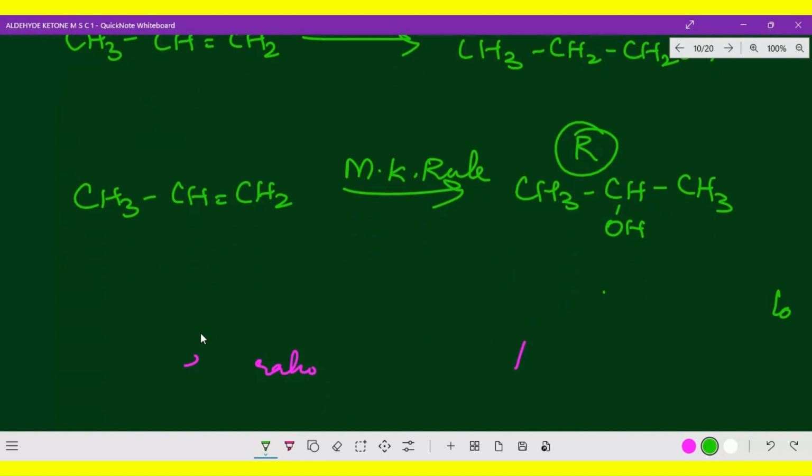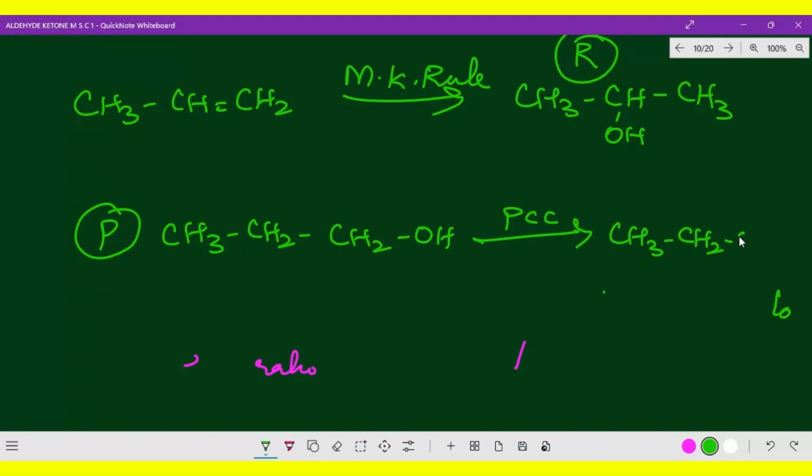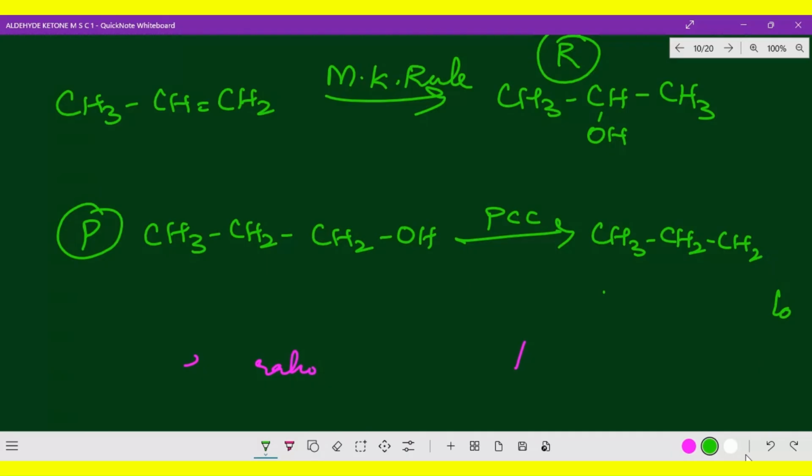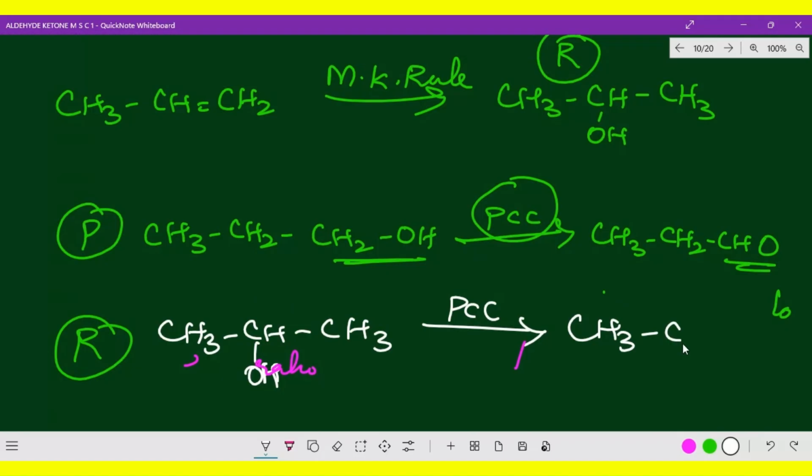So here you will get PCC, right? Product P is CH3, CH2, CH2OH. This is a long chain structure, and along with the PCC you will get CH3, CH2, CHO. Only the CH2OH will be changing. That is an aldehyde: primary alcohol is converted to aldehyde according to PCC oxidation. And the same way, how does R change? CH3, CHOH, CH3. So here PCC, you will get a keto group, because it is a secondary alcohol. PCC converts primary alcohol into aldehyde, secondary alcohol into keto group. Yes, you got it: CH3, C double bond O, CH3.